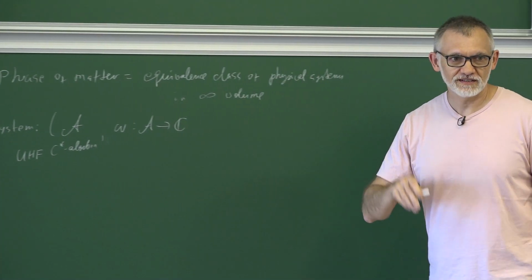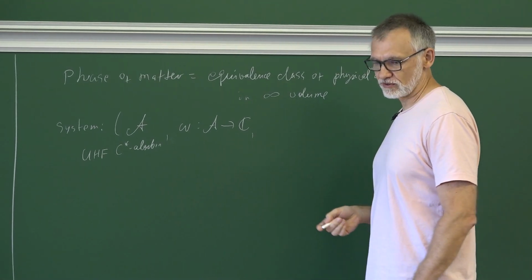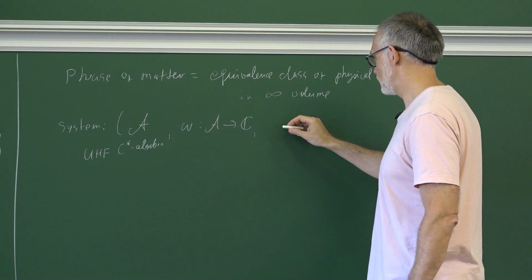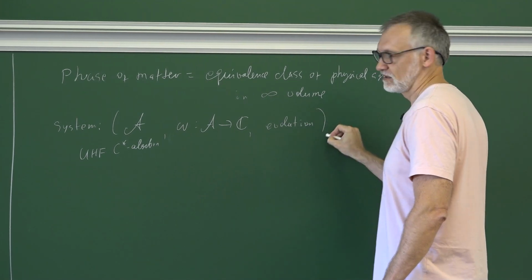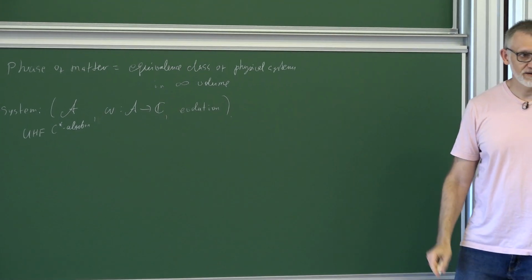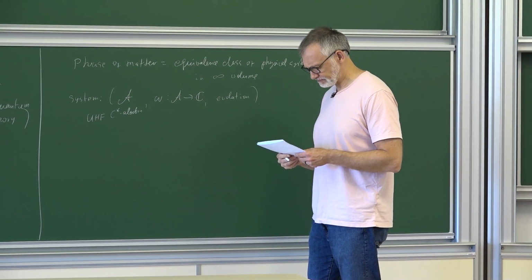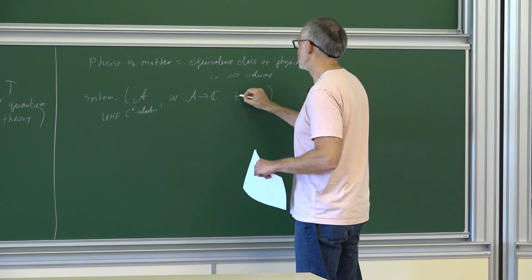I'll remind you later what a state is for those who don't know, but just some positive linear function. And then there is also some evolution, some one-parameter group of automorphisms. Let's say evolution, or Hamiltonian, or something like that. So that's roughly what a system is. Well, let's say evolution, we should say Hamiltonian.